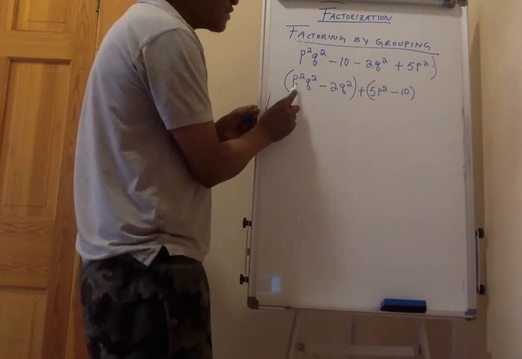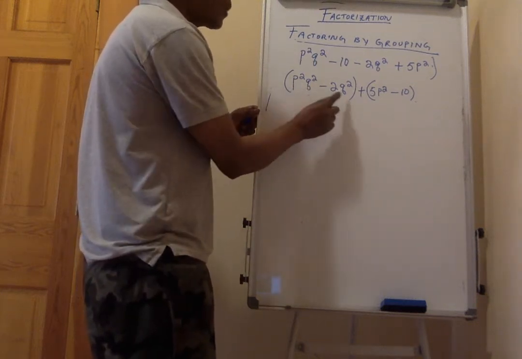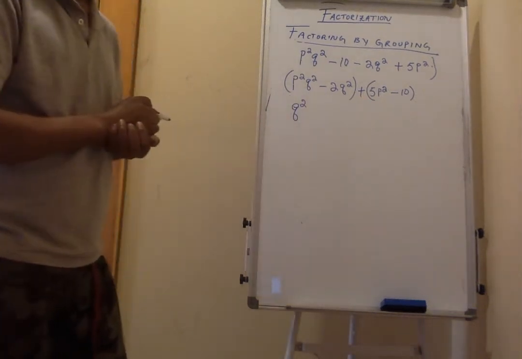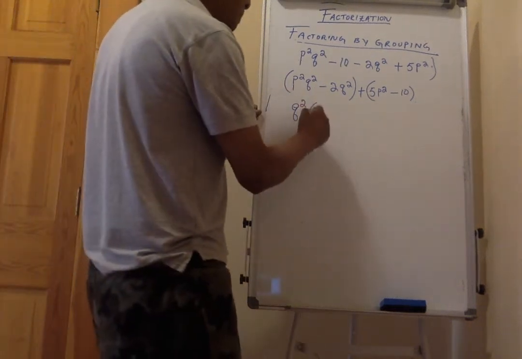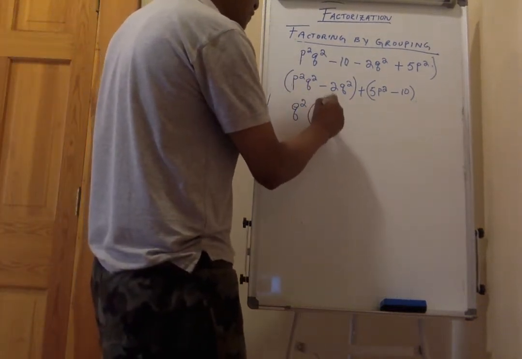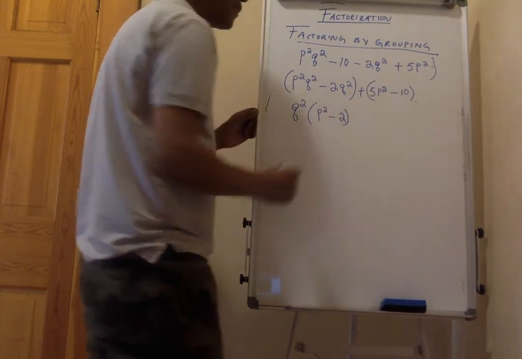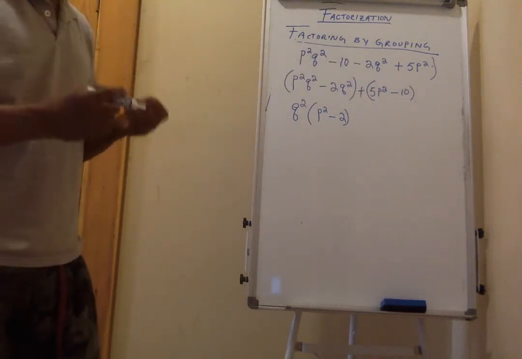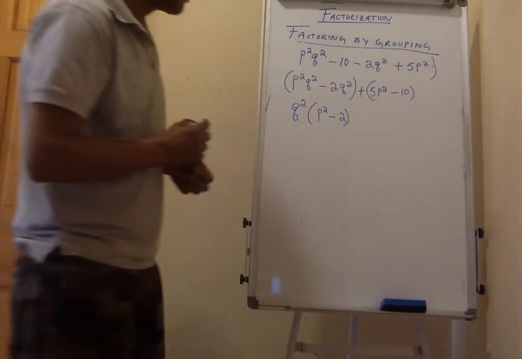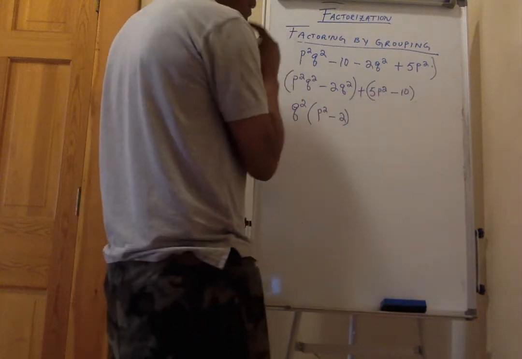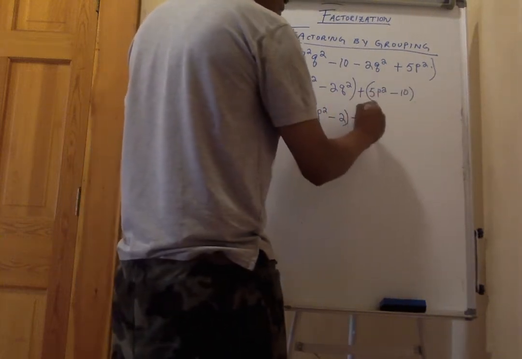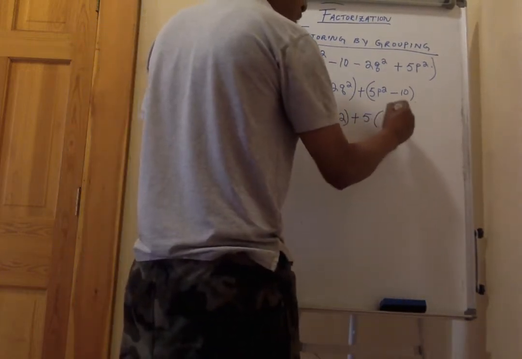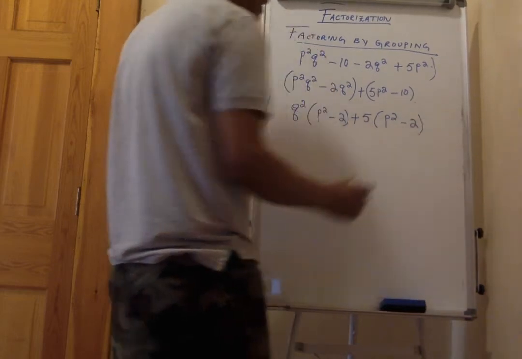Go ahead and try to find the greatest common factor between p squared q squared and 2q squared, which is q squared. Right? And then if you open the parentheses, you end up with p squared minus 2. If you get another p squared minus 2 on this one, then that means you have factored it correctly. Between 5p squared and 10, your greatest common factor is 5. And if you take 5 out, you end up with p squared minus 2.